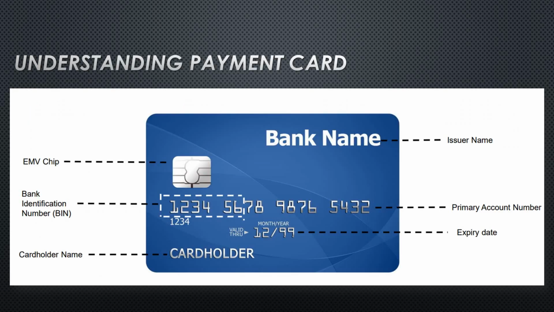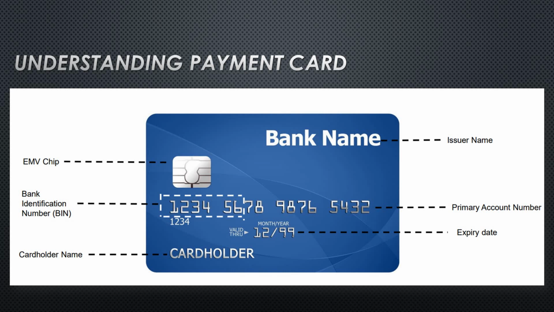So let's understand the payment card here. The payment card has the following entities. It has the EMV chip, the bank identification number, the primary account number, the expiry date, and the bank. So first of all, what is the EMV chip? The EMV chip contains all the data of the card in encrypted, secured form, and it also protects the data during card transaction activity.